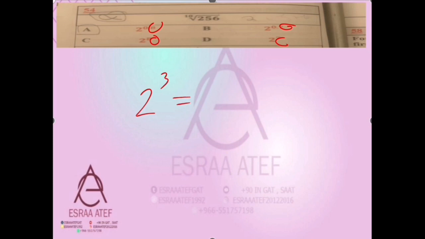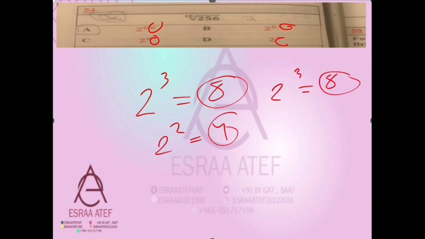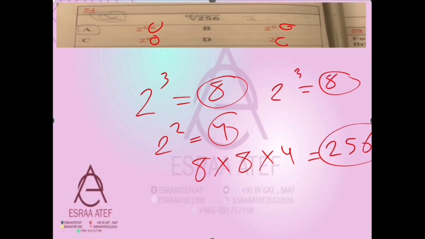2 to the power of 3 is 8, and 2 to the power of 3 again is 8, which is a known thing. Now I have 6, so 2 to the power of 2 again, which is 4. So 8 times 8, which is 64. 64 times 4 equals 256, to be sure of my answer. So it means that it's 2 to the power of 8.